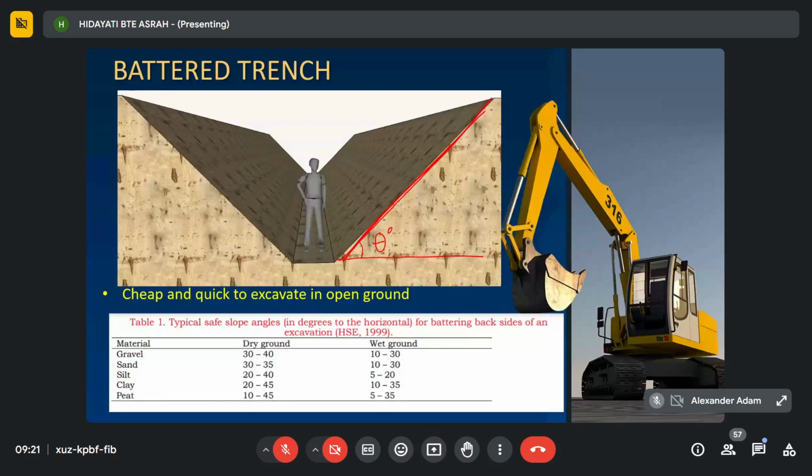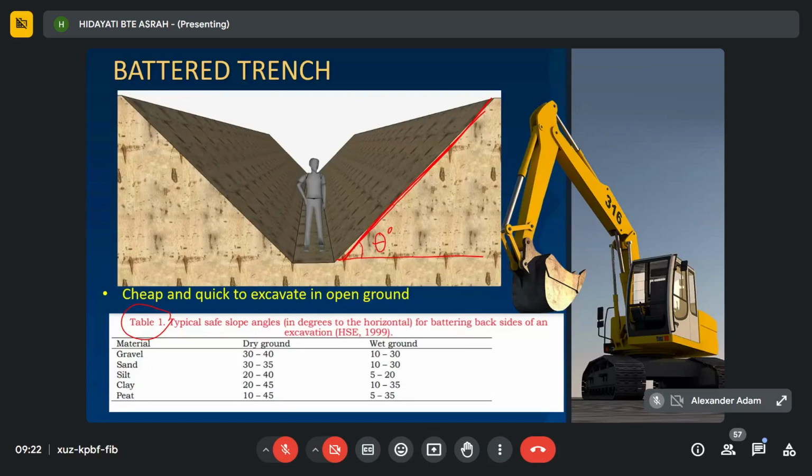And this is a cheap and quick method of trench excavation, especially in open ground. So this is the cheapest one. You can see the suggested slope angles in Table 1 at the bottom. These suggested slope angles are based on the type of soil. Here you can see the material, which is the type of soil you encounter in your project area. For example, gravel, sand, silt, clay, and peat.